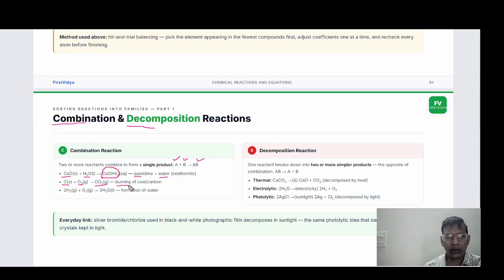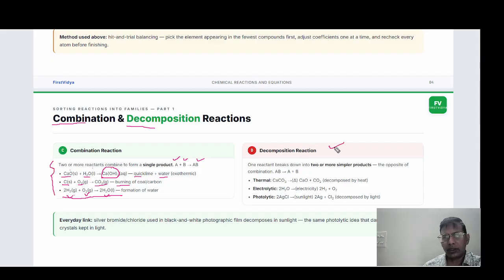And burning of coal, this is what happens when coal burns. So that is CO2. So that is another example. Then 2H2 plus O2, here it is balanced. Just now we have seen how to balance it. Then formation of water also happens with the combination of H2 and O2. So that is H2O. So this is also a combination reaction. So three combination reactions we have seen here.